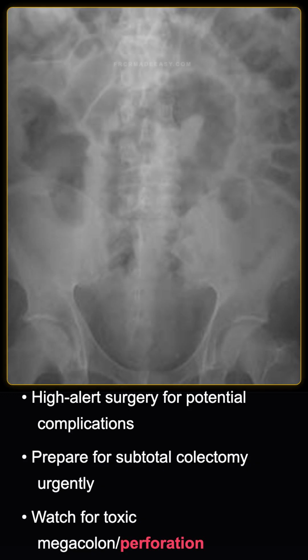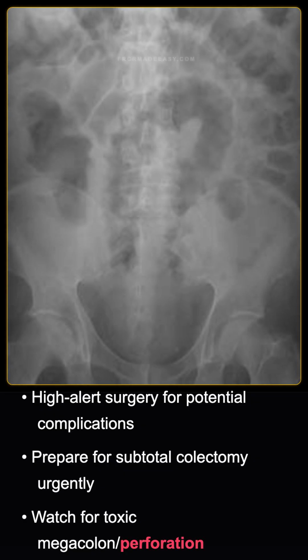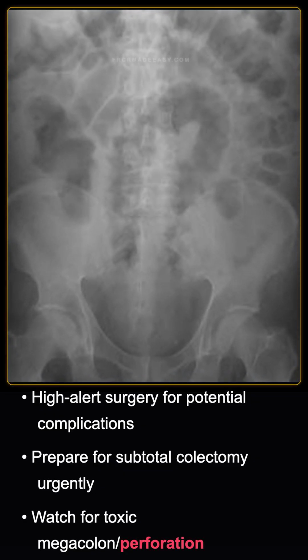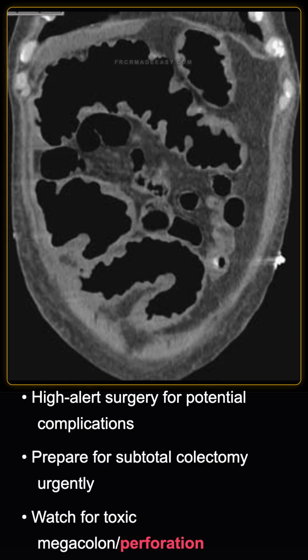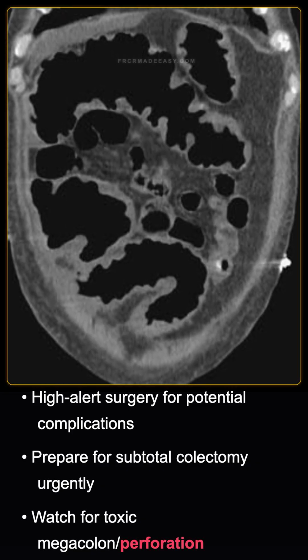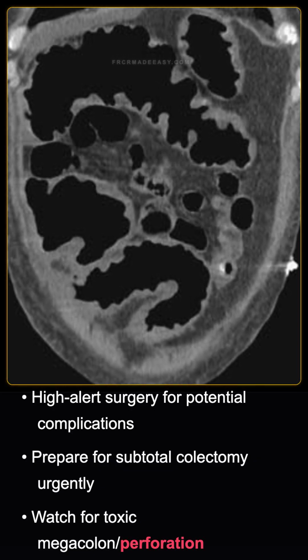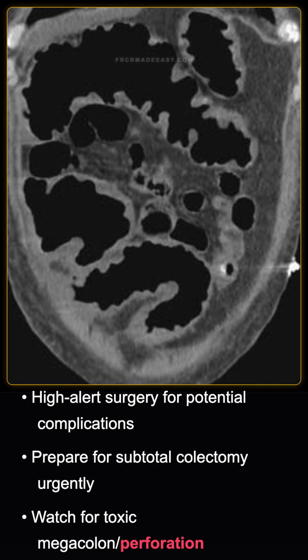Based on that, while the medical teams initiate targeted aggressive therapies, I would advise the surgical team to remain on extremely high alert. They must be prepared for an emergency subtotal colectomy if the patient's clinical status continues to deteriorate, or if signs of toxic megacolon or perforation develop.